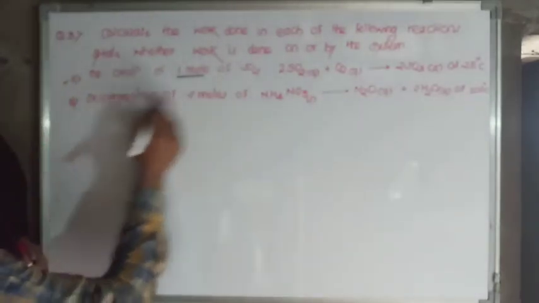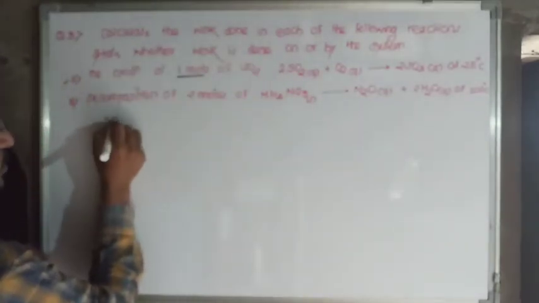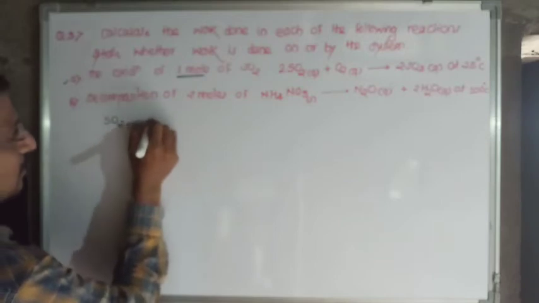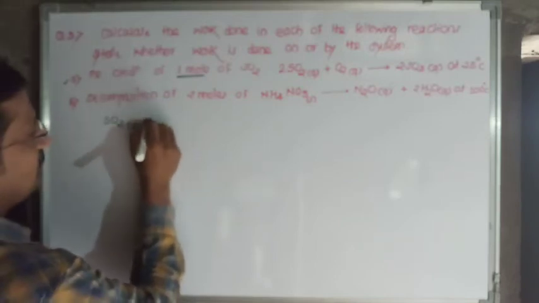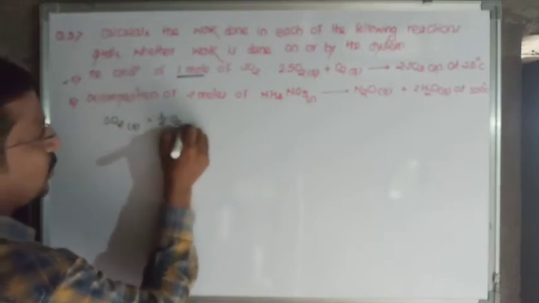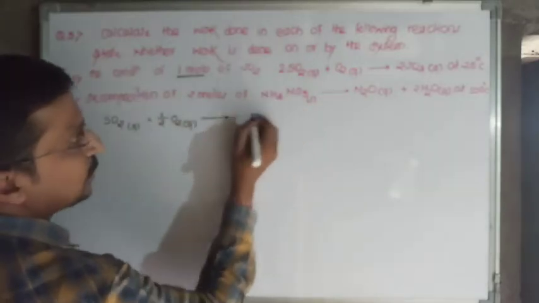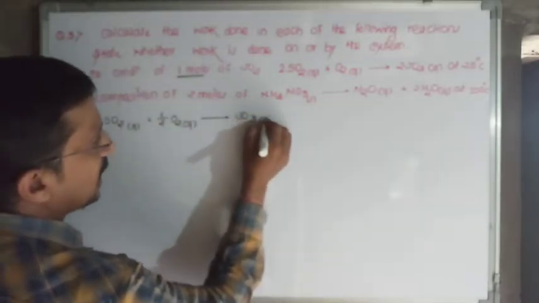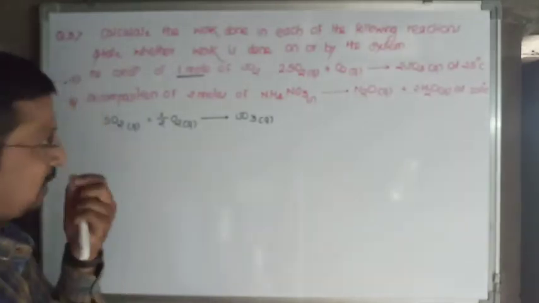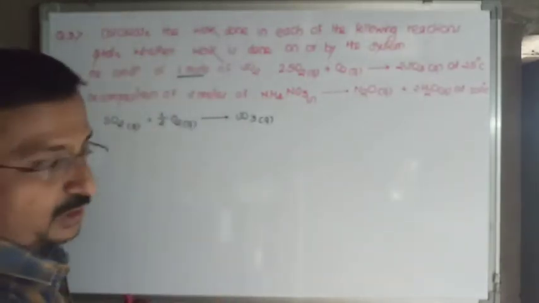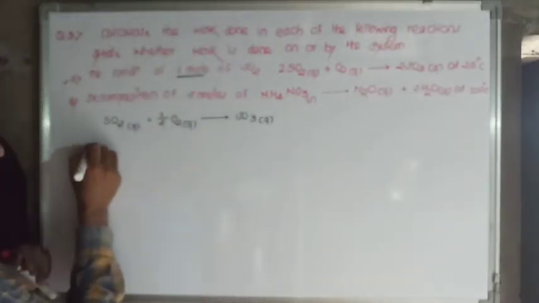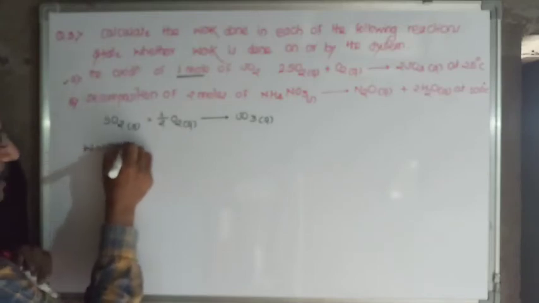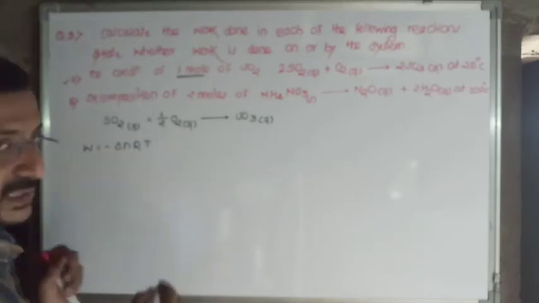So for 1 mole, the same reaction can be written as SO2 gas plus 1/2 O2 gas converts into SO3 gas. Now we have to calculate the work done. The formula for work done in a chemical reaction is W equals minus delta n RT.